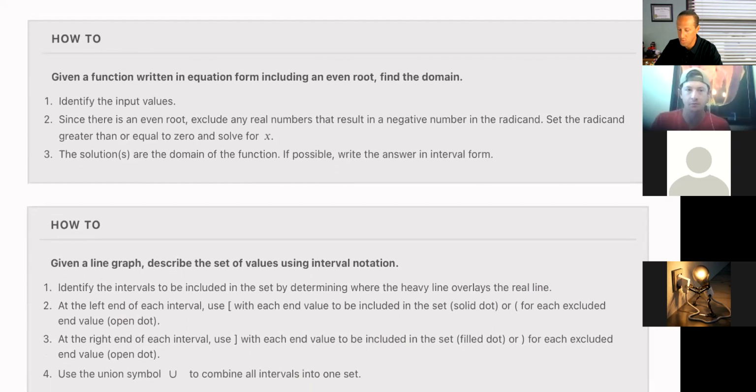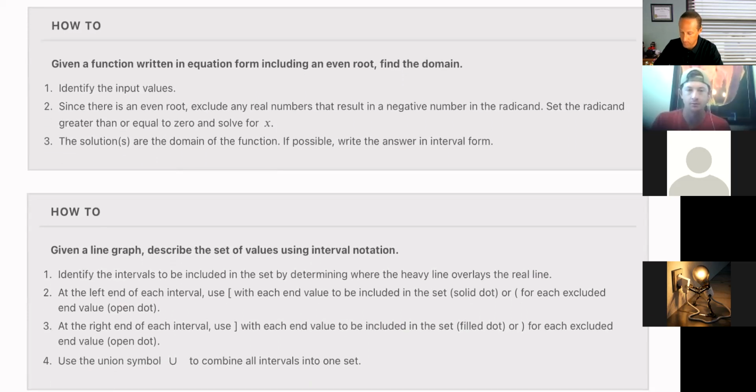What about with roots, radicals? Well, it has to be even because there are no restrictions with odd. And for these, we have to exclude numbers that result in a negative number inside the radical, or the fancy term radicand. Okay. Every once in a while, we'll make it really difficult and we'll throw a root in the denominator of a fraction. So then you got to account for both scenarios. Okay.